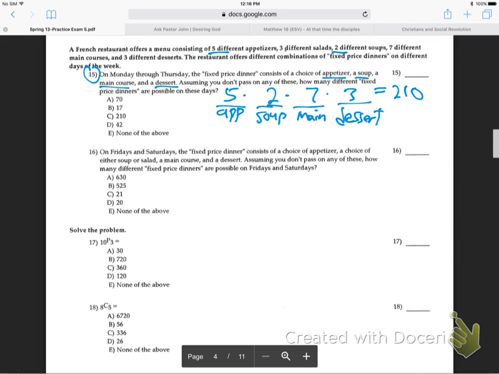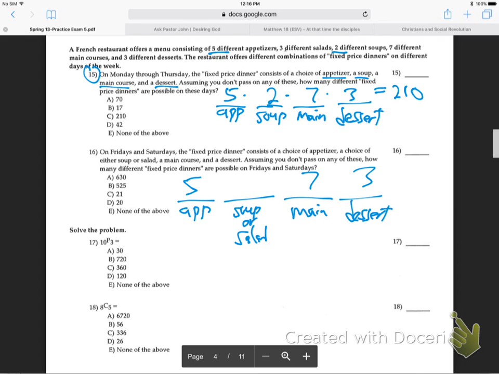Number 16, on Fridays and Saturdays, fixed price dinner consists of appetizer, soup or salad, main, and dessert. Assuming you don't pass, and so on. Okay. So, what are we going to do? Well, we choose an appetizer, soup or salad, main, and dessert. Okay. Appetizers, 5. That's no different. Main is still 7. Dessert still 3.